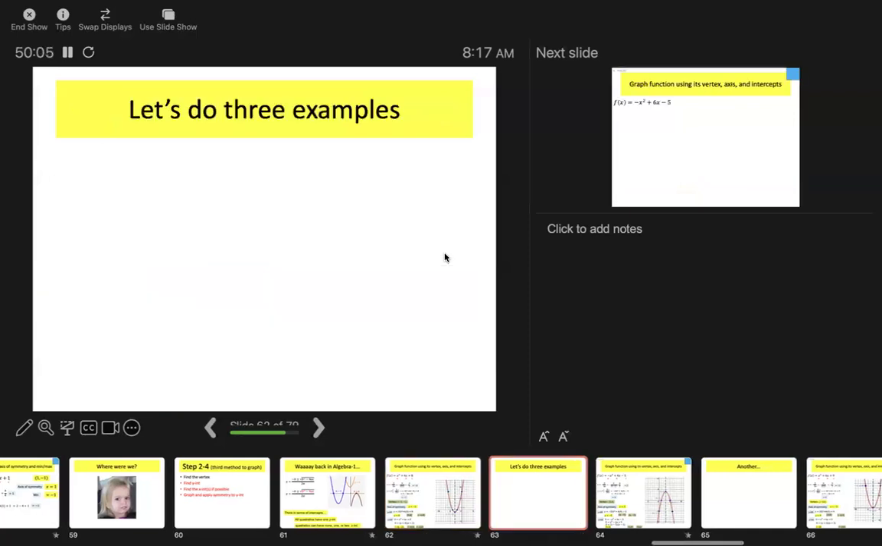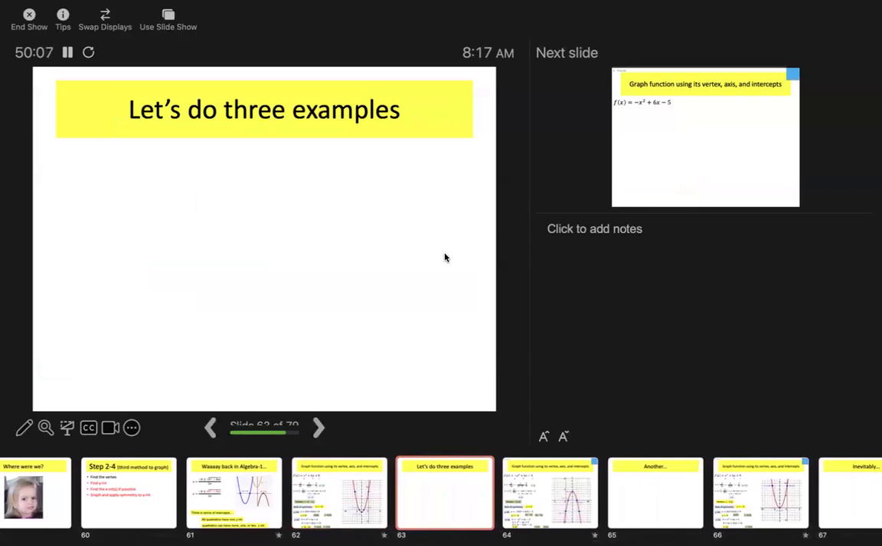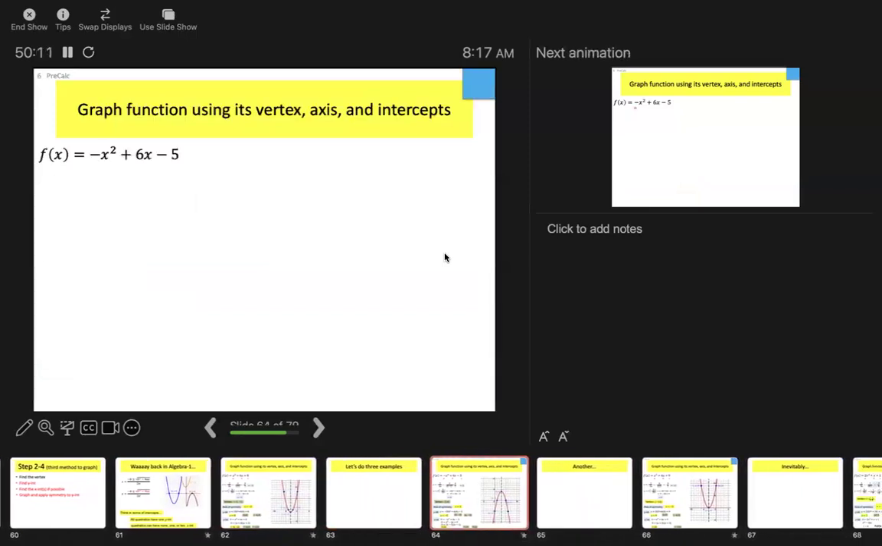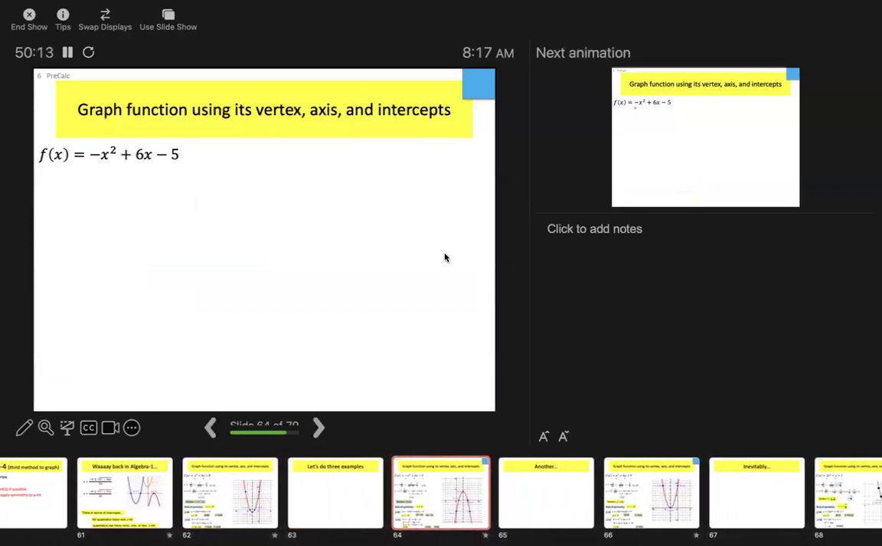Cool? All right, we're gonna do 3 examples, right? Or maybe 2 until you say I've got this. All right, so here we go. Concave up, concave down, down. Okay, cool. Vertex. 3, 4. So that would be 6 over -2, right? So that would give us a -3.